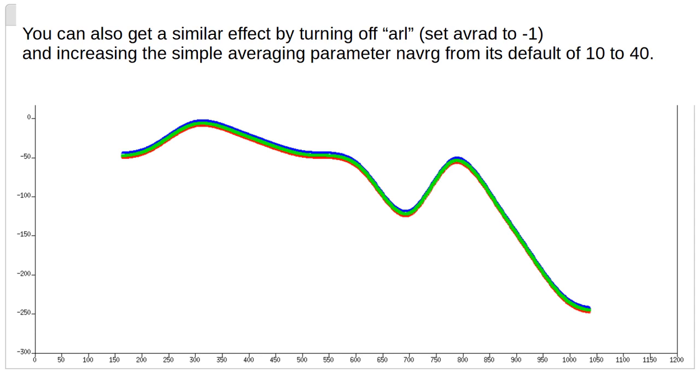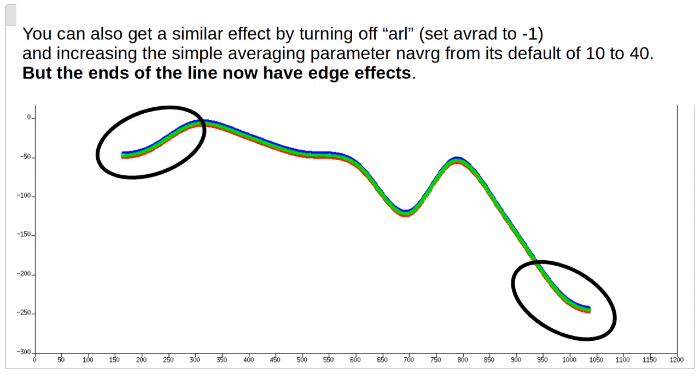You can also get a similar effect by turning off RL. Set avrad to -1 and increase the simple averaging parameter navrage from its default of 10 to 40. But the ends of the line now have edge effects.